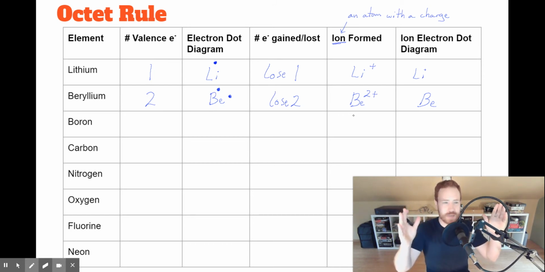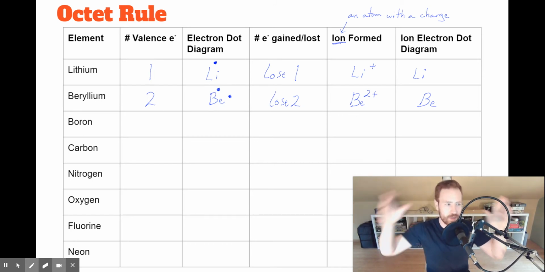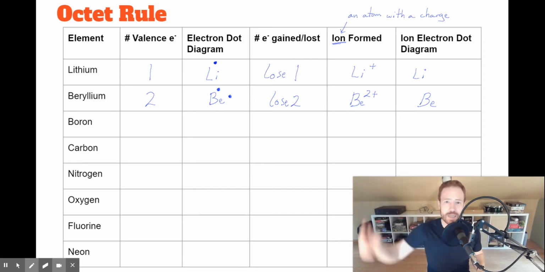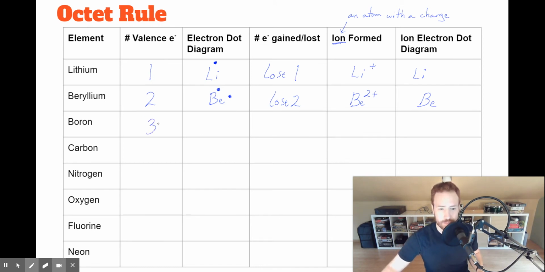Now, if you're looking at the periodic table, we're going to skip over the whole transition metal section, that whole D block in the middle. We're going to skip to column 13, which has boron at the top. Boron has 3 valence electrons, which is going to make it likely to lose 3, because it's still easier to lose 3 than gain 5. So everything in this column, including boron, is going to form a 3 plus charge.